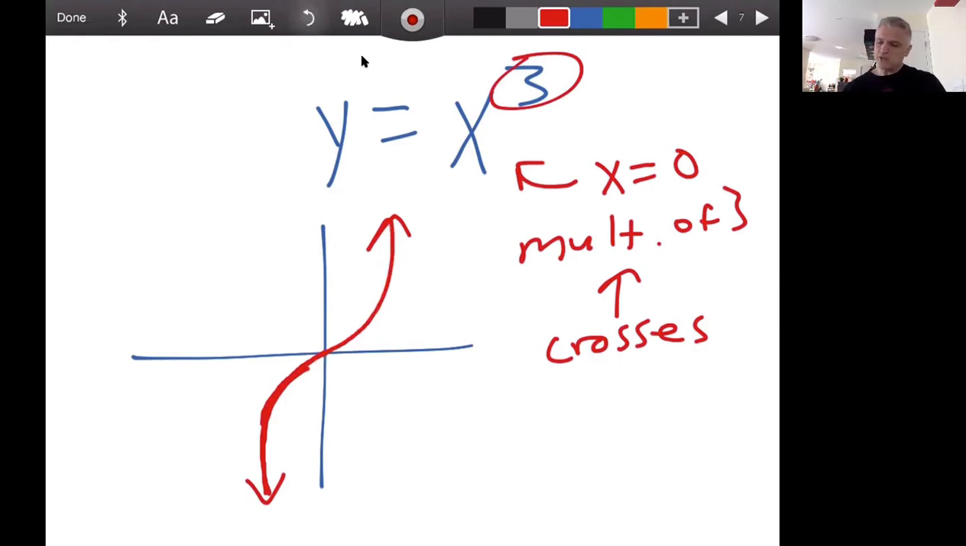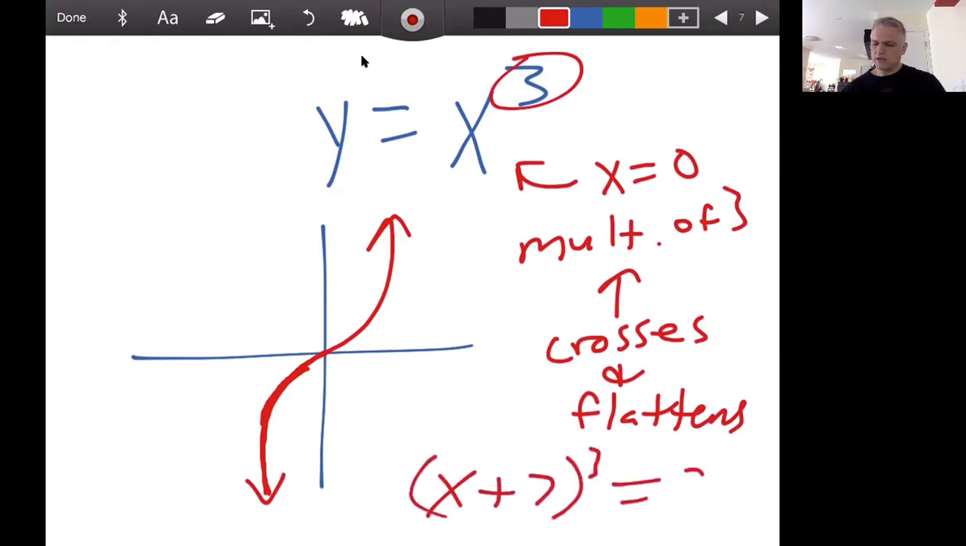So what happens is it crosses and it flattens. So if I have something cubed, like x plus 7 cubed in my answer, that means at negative 7, when it crosses, it's going to flatten as it crosses, just like y equals x cubed flattens as it crosses the origin.